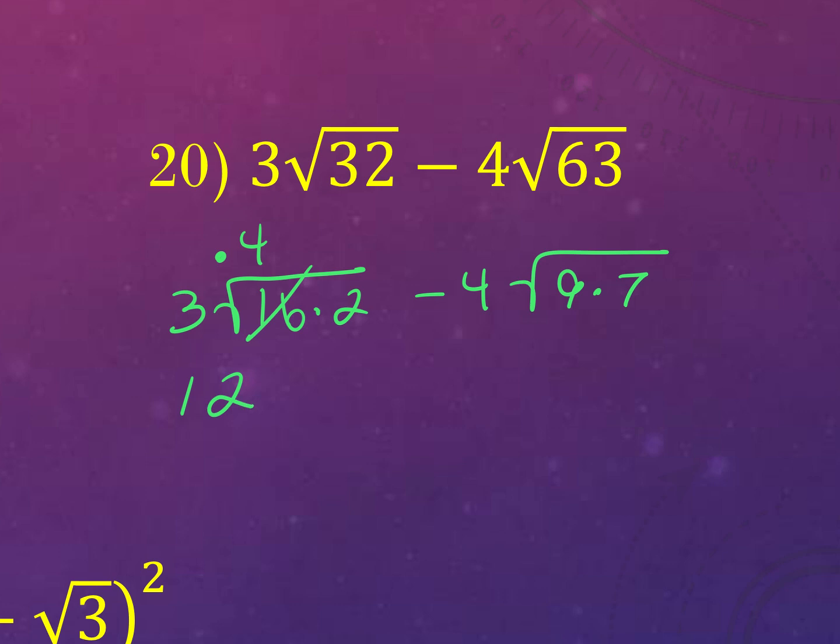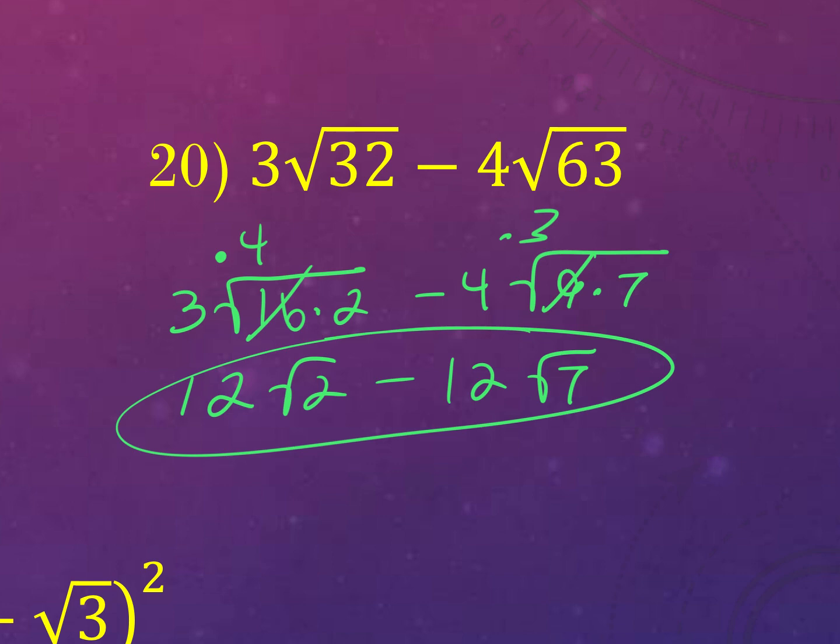4 times 3 is 12 square root of 2. Minus, what's the square root of 9? 3. So bring that out in front. Multiply. So I have 12 square root of 7. Okay, so now I combine those? No. Why not? Because they're not the same last name. Good.